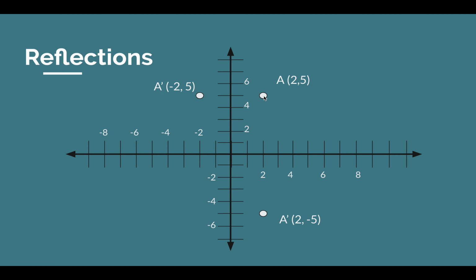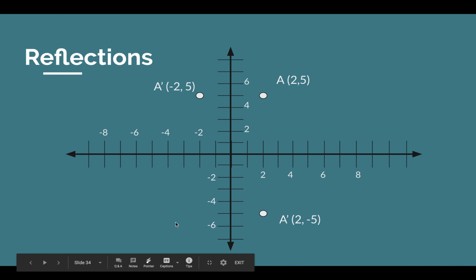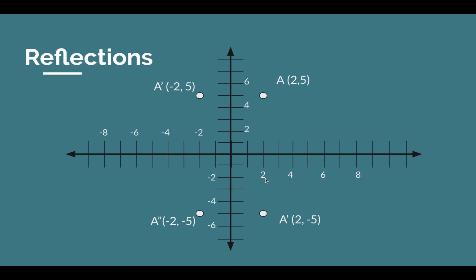If I wanted to reflect point A over both the x and y-axis, I could start in either direction. I could go the y-axis first and then reflect that point over the x-axis, or I could reflect over the x-axis first, end up at A prime, and reflect that point over the y-axis. We would call this point A double prime because it's been reflected 2 times, once over the x and once over the y. If I were to reflect the point over the same axis 2 times, where do you think I might end up?